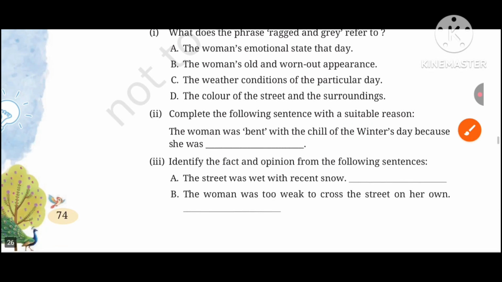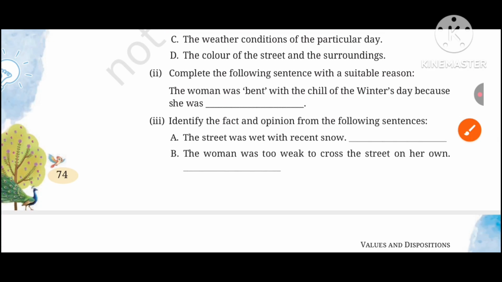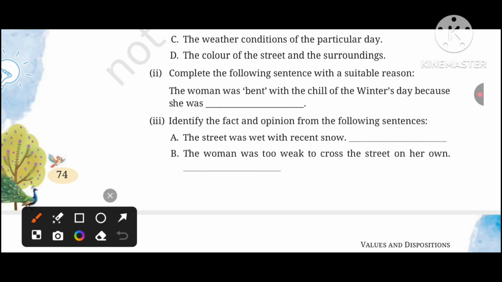See the next. Complete the following sentence with a suitable reason. The woman was bent with the chill of the winter's day because she was very old and shivering from the cold.